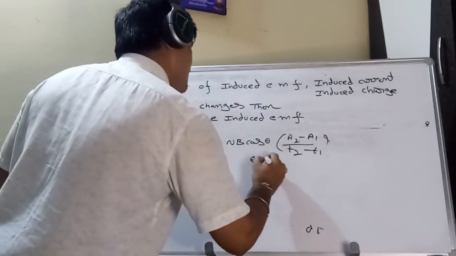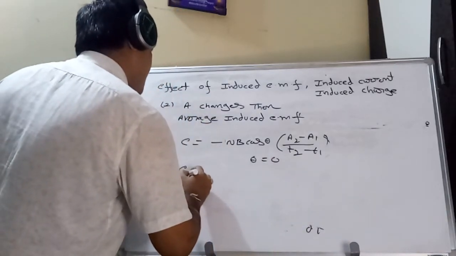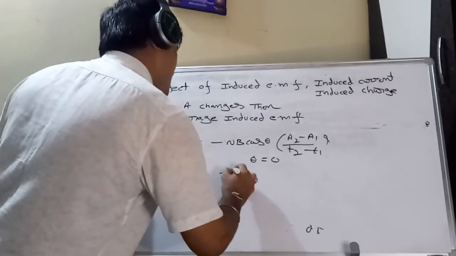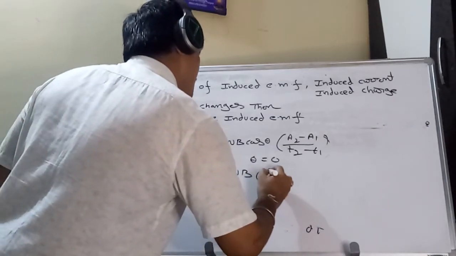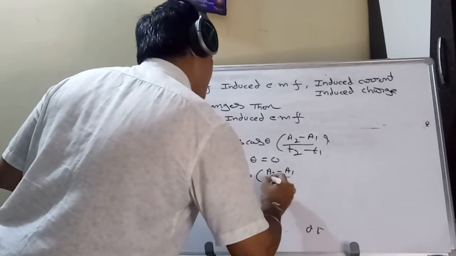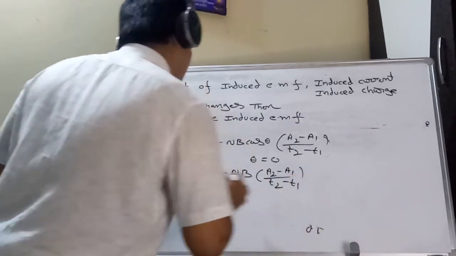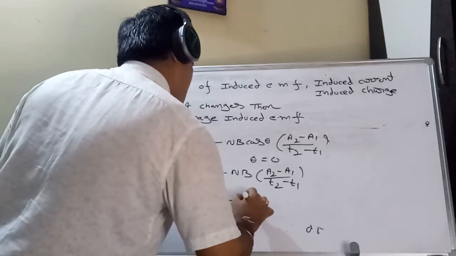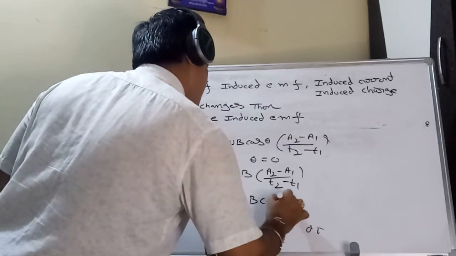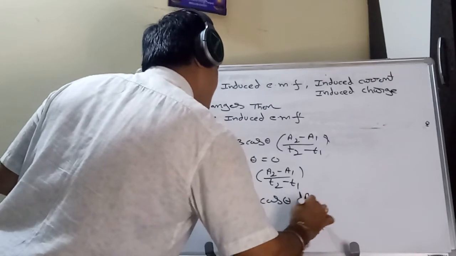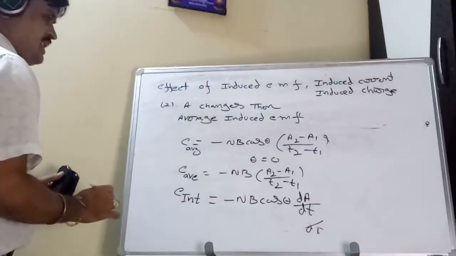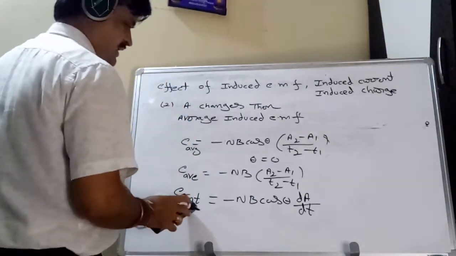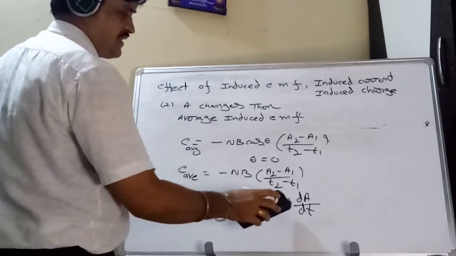Then theta is equal to 0 degrees. So E average is equal to minus NB (A2 minus A1) by (T2 minus T1). And the instantaneous induced EMF, E instantaneous, is equal to minus NB cos theta into dA by dt.